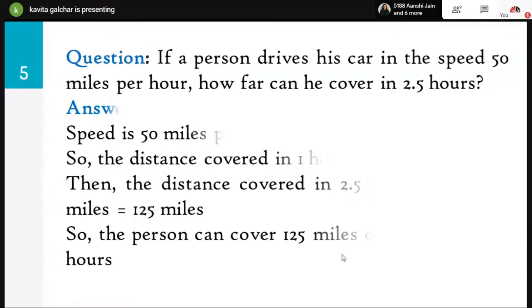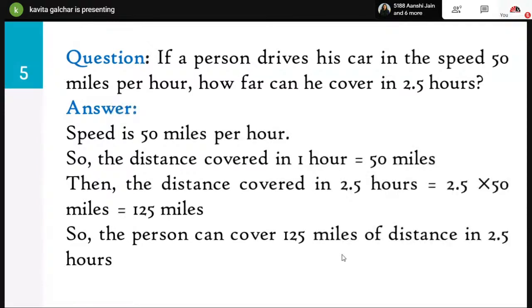Here, speed is 50 miles per hour. So the distance covered in 1 hour will be 50 miles. Then the distance in 2.5 hours will be 2.5 into 50 miles. So you will get 125 miles. So the person can cover 125 miles of distance in 2.5 hours.